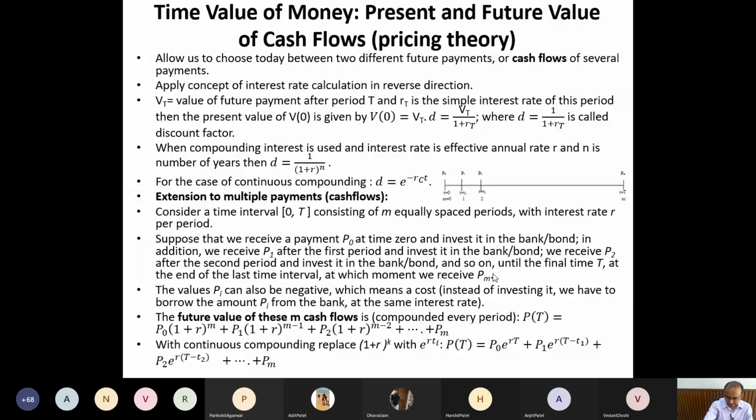I assume the rate of interest is the same. Practically it may change, so the calculation may be slightly complicated, but right now, theoretically, we assume the interest rate remains the same. I am doing this until the final time T, and at that instant I am receiving the final amount, which is PM. I hope this situation is clear. And I want to calculate what is the future value of all this cash flow, at time t equal to capital T.